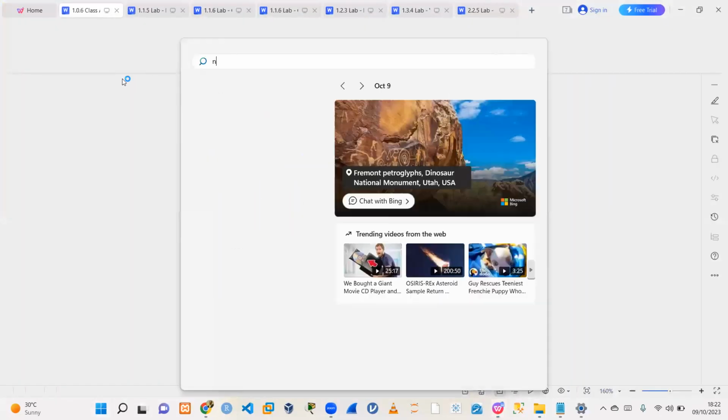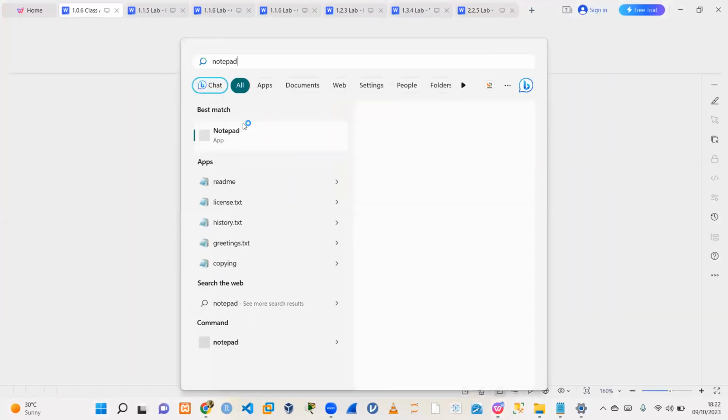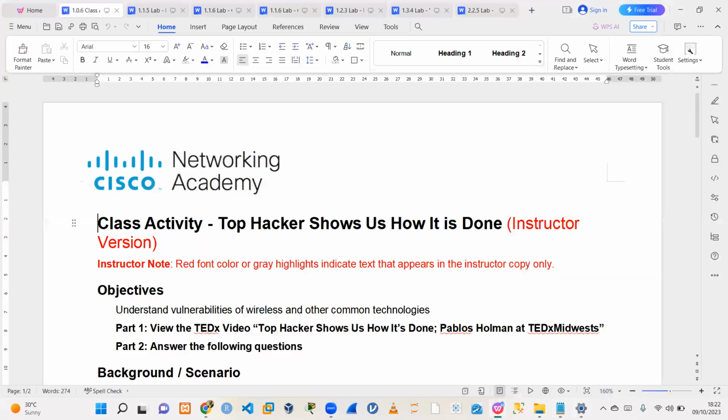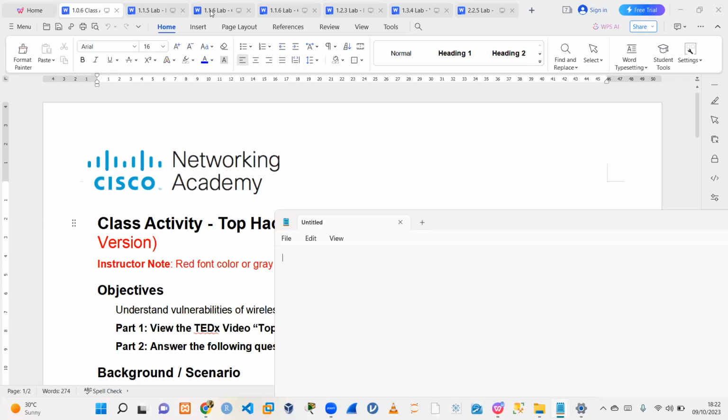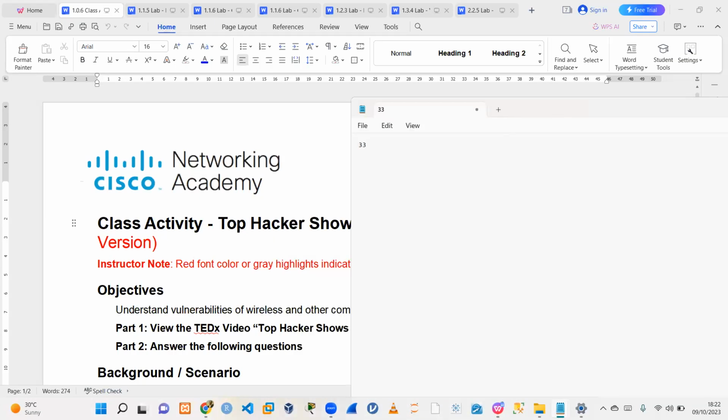Now, I normally tell my students that if you want to be a security analyst, you need to understand that there are some things that are expected of you. So you need 33% of knowledge. I don't know if you're seeing my screen. 33% of knowledge.